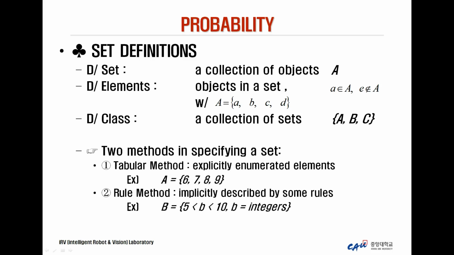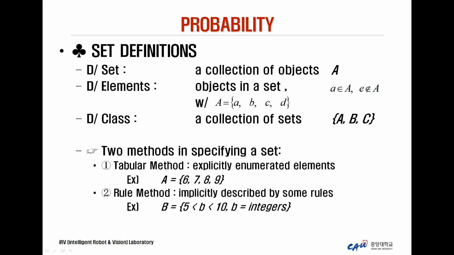A class is a bigger concept, and a class is a collection of sets. So you can use capital A, B, C. They are all sets, but you can use curly brackets in order to collect three sets inside one class.